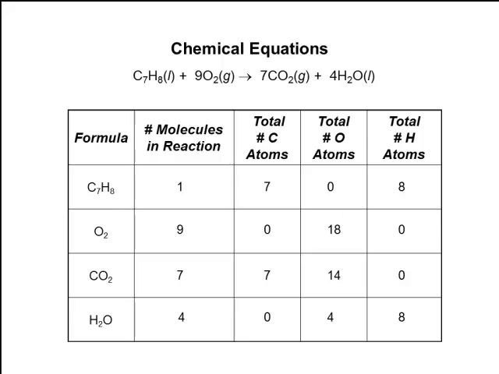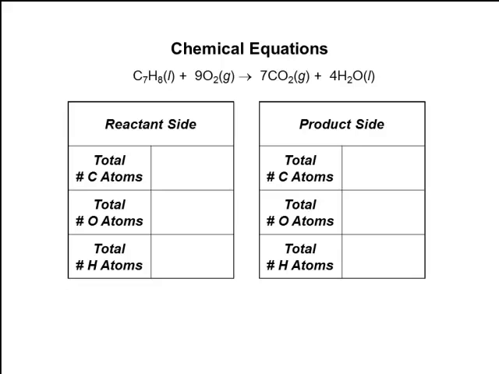So all we're doing is taking those stoichiometric coefficients times the number of atoms in the formulas. But when we look at the totals overall, on the reactant side, the total number of carbon atoms was 7. Total number of oxygen atoms was 18. Total number of hydrogen atoms was 8. If we look on the product side, total number of carbon atoms was 7. Total number of oxygen atoms was 18. Total number of hydrogen atoms was 8.